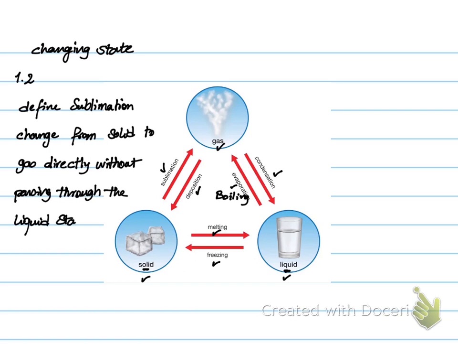You can write equations for melting and freezing and boiling or evaporation and condensation and sublimation and deposition of water. For example, equation for melting: H2O solid gives H2O liquid. This is melting. For freezing, H2O liquid gives H2O solid.